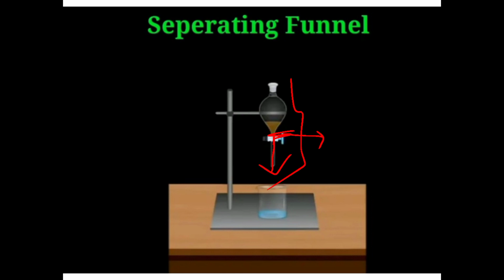So this way we can separate two immiscible liquids, means two liquids which cannot dissolve. So they are called immiscible liquids. So this way, through a separating funnel, we can separate them.